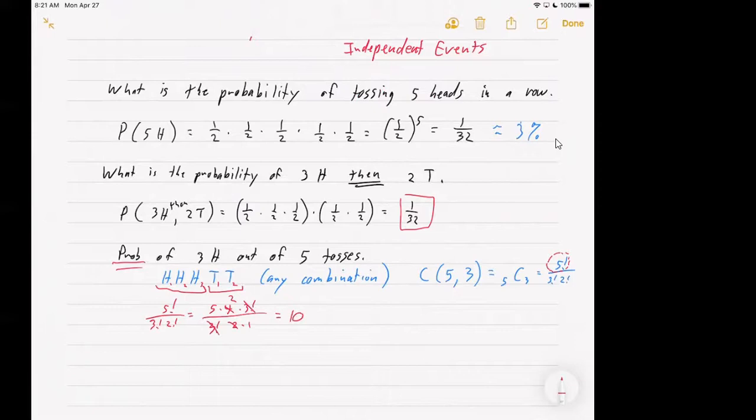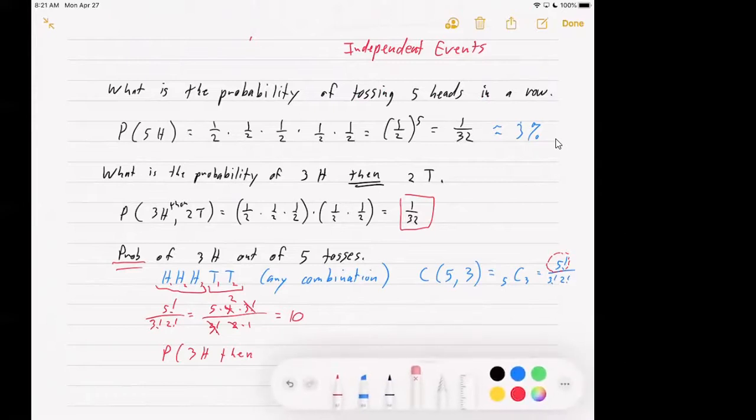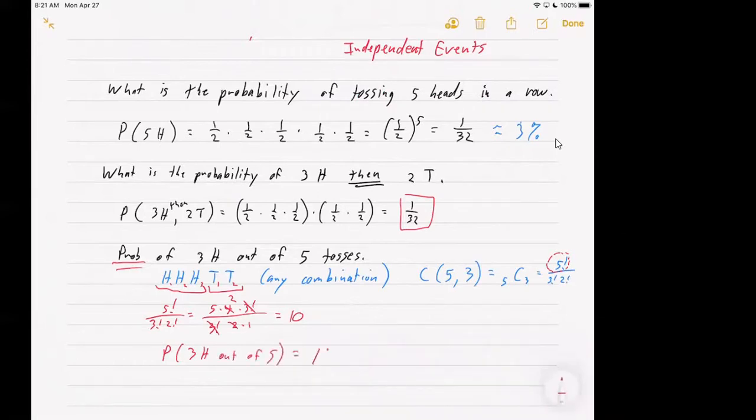All right, so what happens here? The probability of 3 heads out of 5 is going to be 10 times 1/32. Okay, so the order no longer matters. So there are 10 ways to make it happen. So that's 10 out of 32 or 5 out of 16. So a much more likely chance than getting 3 heads and then 2 tails in that specific order.